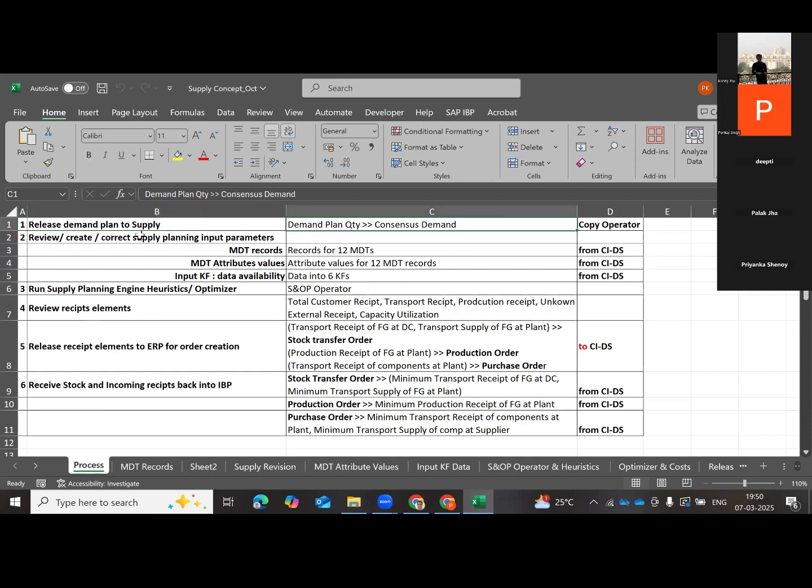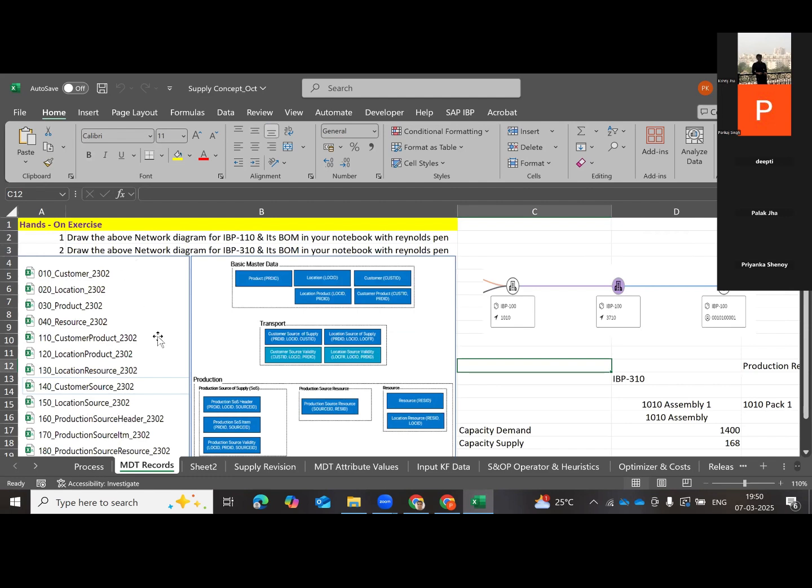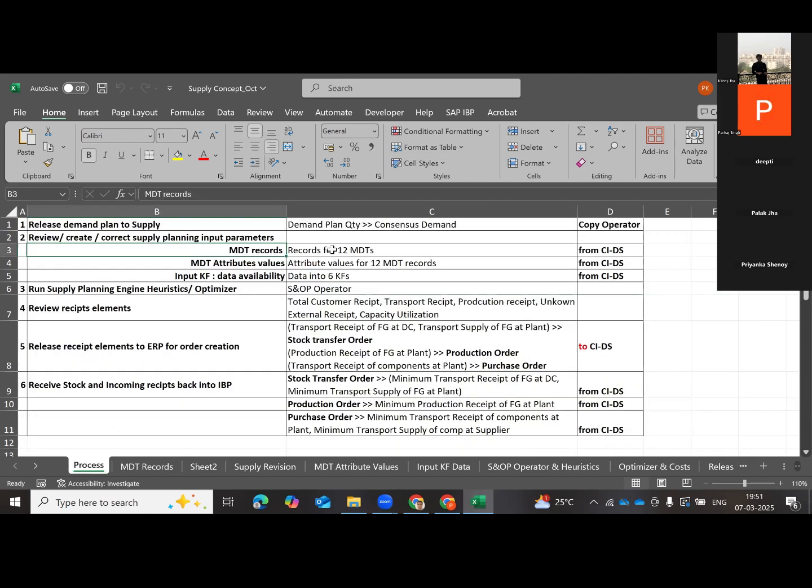Then second is review, create, correct supply planning input parameters, which means the master data types. We have seen which are the master data types relevant for supply planning. So we have learned about location, product, customer source, location source, production source, etc. So we do review them. Then many of these master data types have certain attributes that have an impact on the supply planning result. For example, the lead time, and there is a sourcing ratio. So there are several such attributes.